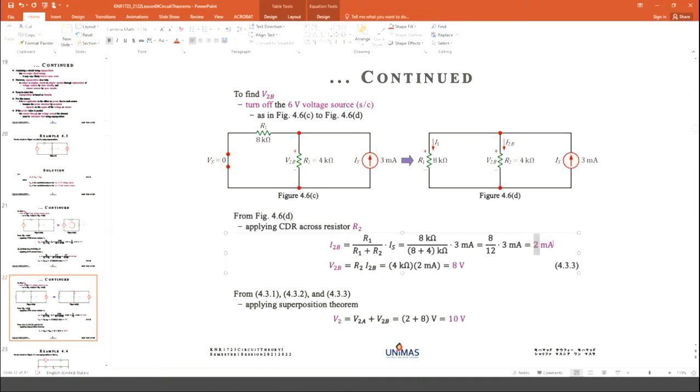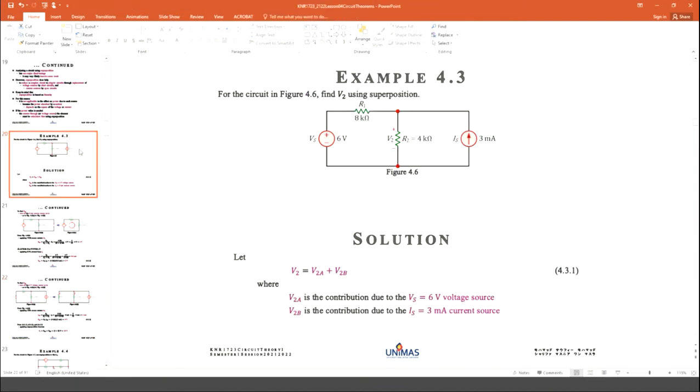So now you have 2 milliamp for I2B, of course you can find the V2B. So V2B now is 8 volt. So V2B is due to the IS alone. V2A is due to VS alone, which is 2 volt. So kita put this saja. So the V2 is 10 volt. Okay. So that is what superposition is all about.